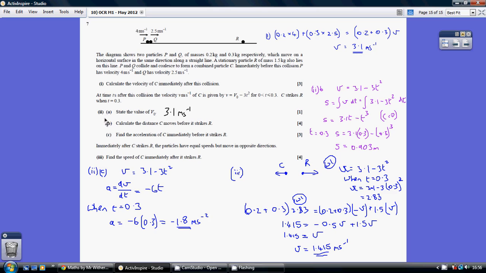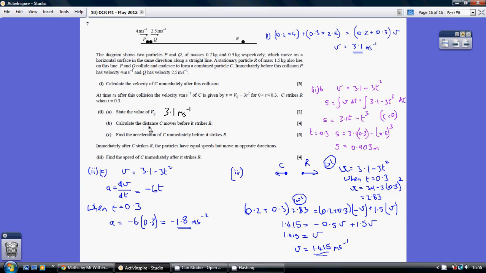Now, part 2a, we're being asked to work out the value of v0. So v0 is the velocity 0 seconds after the collision. In other words, as the collision occurs, so immediately after the collision. Well, that's what we've just worked out in part 1. So our answer for 2a, v0 is also 3.1, because that's exactly what v0 means. It's 0 seconds after the collision. It is immediately after the collision.